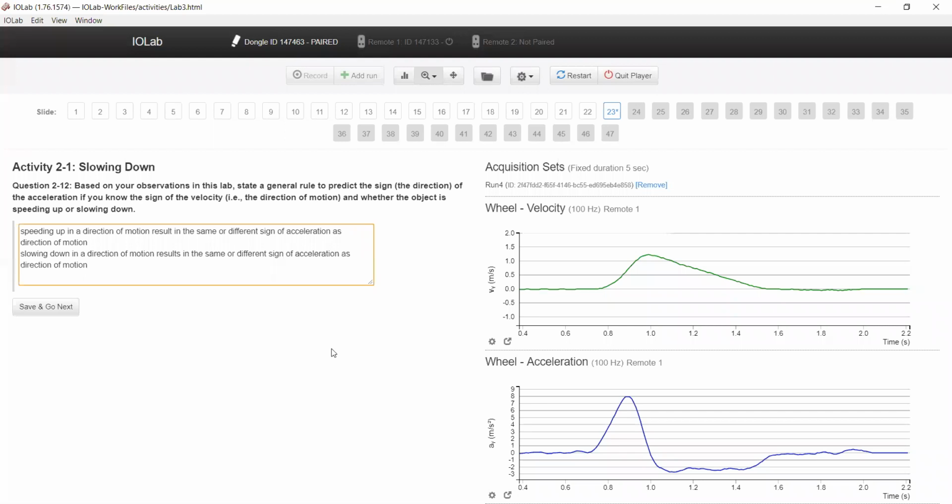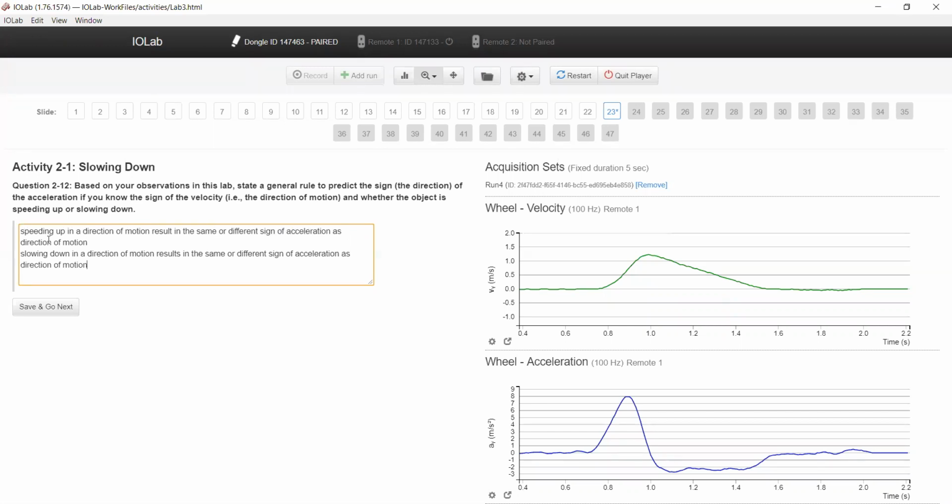In the next slide, we are going to predict a general rule based on what we have done. This is not yet a general rule, I have just written the same. Speeding up in the direction of motion, whether it's positive or negative, results in the same or different sign of acceleration as the direction of motion. From the experiment that we have done in the positive direction, while we speed it up in a positive direction, what's the sign of acceleration? Positive or negative?